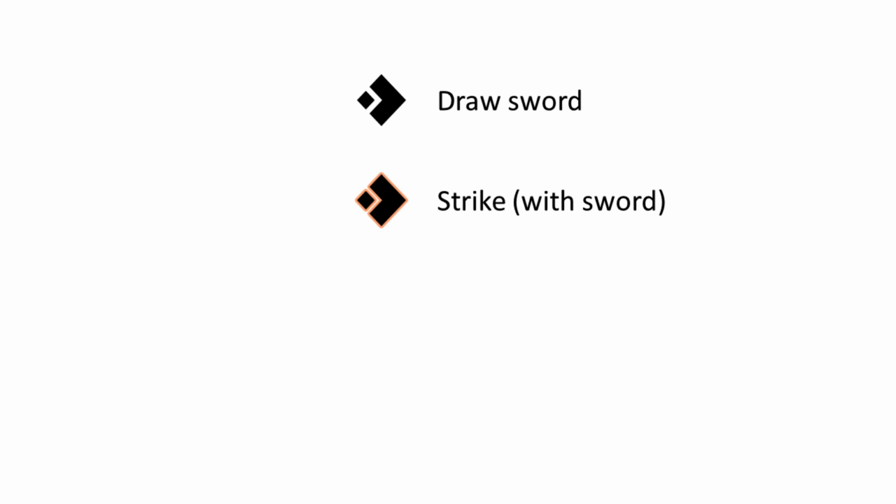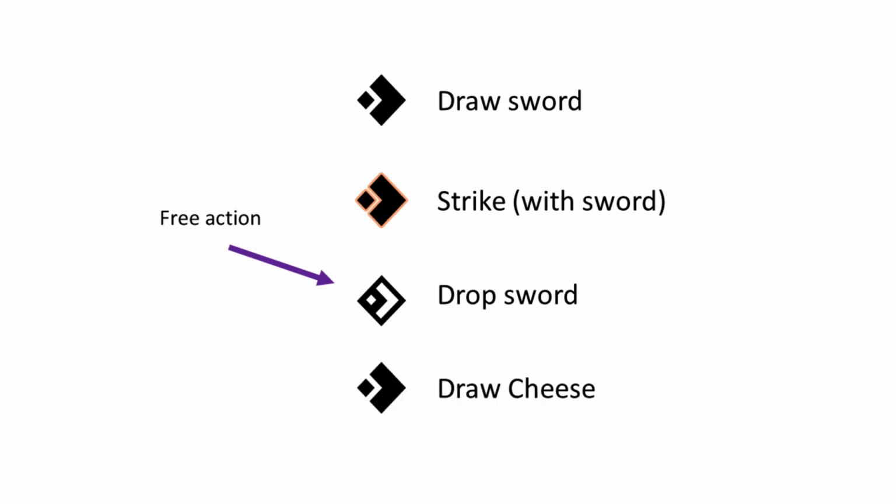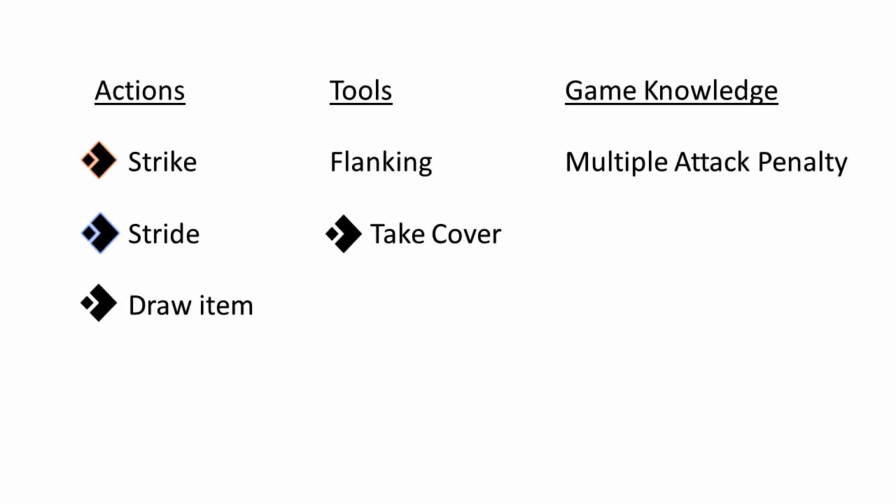Then, let's say you wanted to drop your sword on the ground. You can do this as a free action. That's what that symbol means. A free action does not cost any actions. That means you still have your third action available. That means you can draw some cheese. Now you know how to draw an item, and you also know how to drop an item. Let's go to the next lesson.